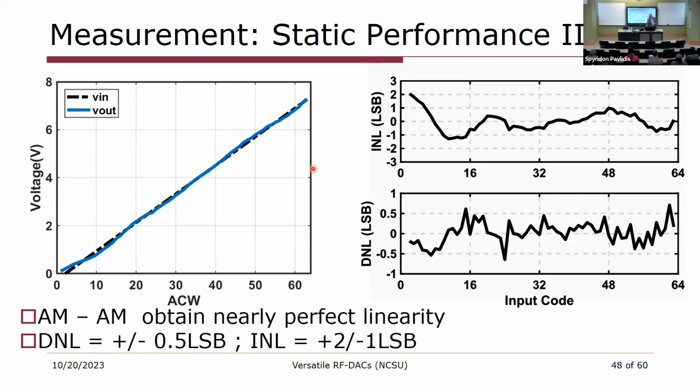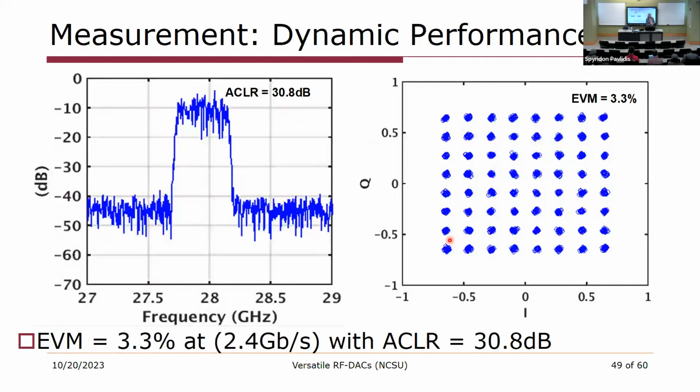And then our linearity is shown here. So here we're measuring that linearity characteristic and showing you our INL and DNL. The DNL is less than plus or minus a half LSB for a 6-bit DAC that's operating at nearly 30 gigahertz. And this is enough to do modulated measurements. So here we do a single carrier modulated measurement where we get an EVM of 3.3% for a 2.4 gigabit per second signal, with an ACLR of about 30.8 dBc. This is not using any digital pre-distortion, so this is just a purely linear amplification measurement.